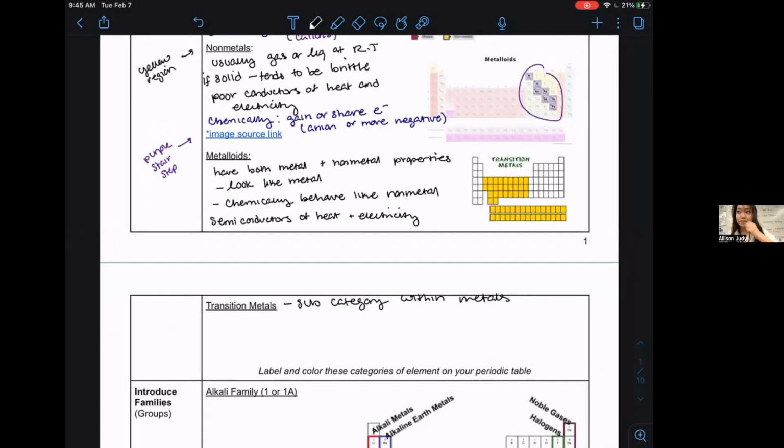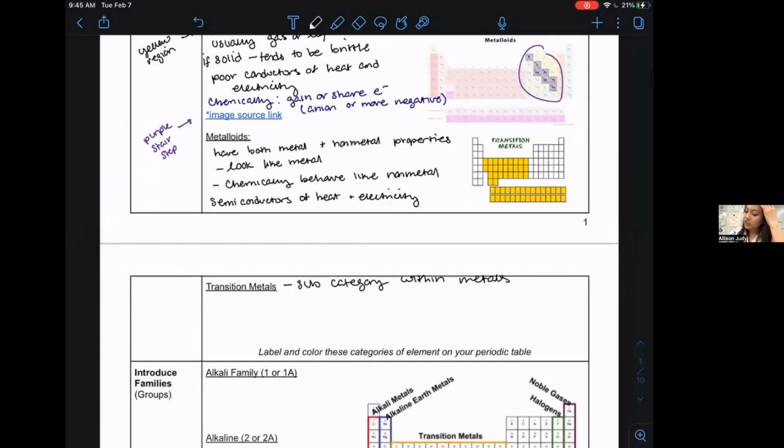These are weird. These are really, really weird. Transition metals tend to be super dense.